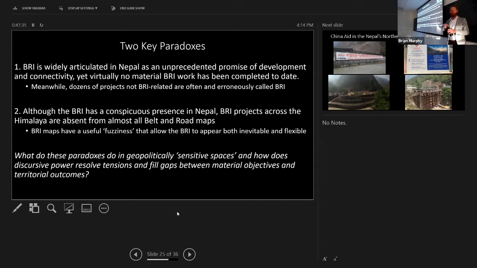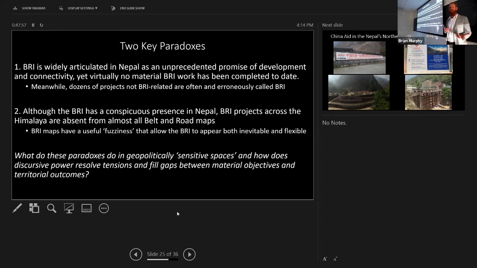The Belt and Road is widely articulated in Nepal as an unprecedented promise of development and connectivity. Yet virtually no material BRI work has been completed to date in Nepal. Meanwhile, dozens of projects not BRI related are often and erroneously called Belt and Road.